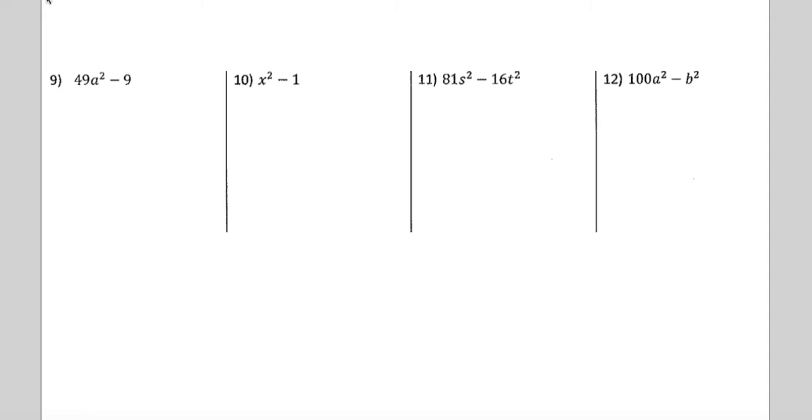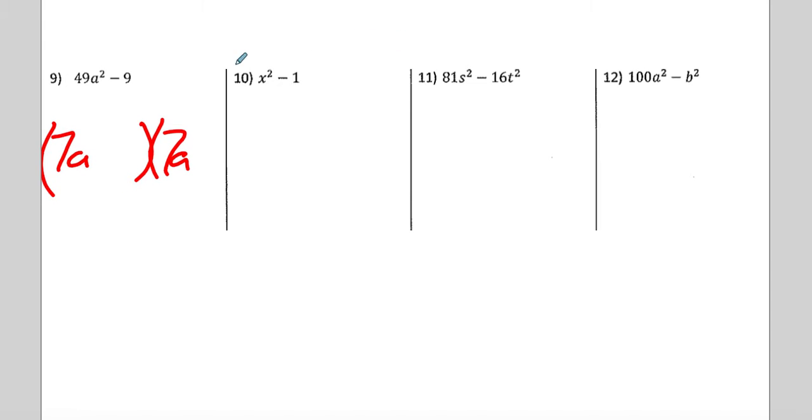Oops, that's a duplicate. Thought those looked familiar, eh? So here, square root of 49a squared is 7a. Square root of 9 is 3. So add 3 and subtract 3.